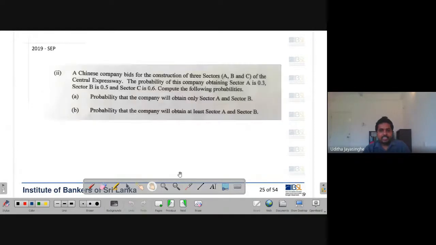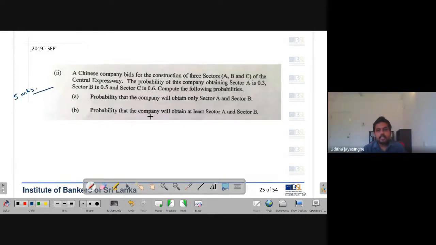Last question for the day. A 19 September paper. Now, although this is mentioned as part number 2, it is not a compulsory question. It is coming from question number 6, that is a bigger question, part number 2. So this carries also 5 marks.